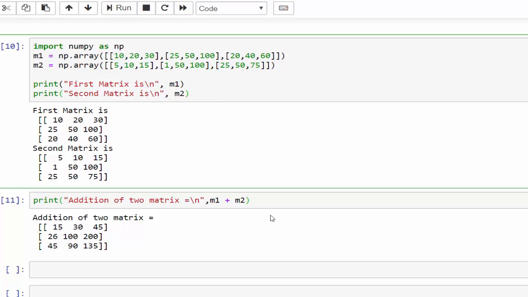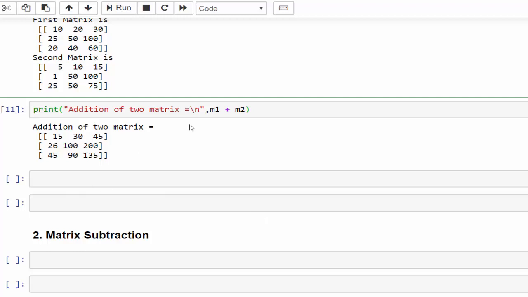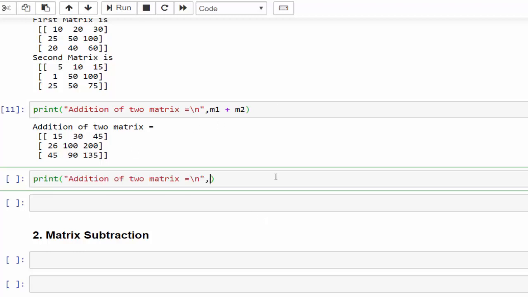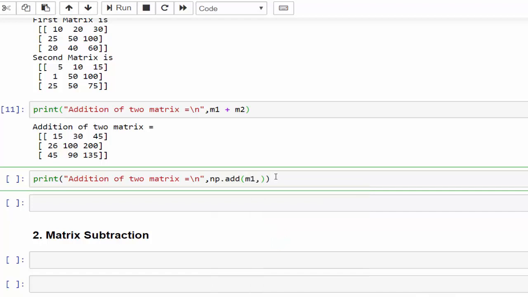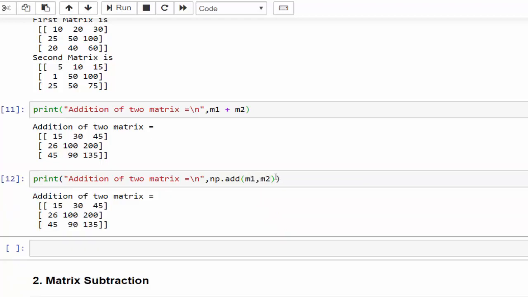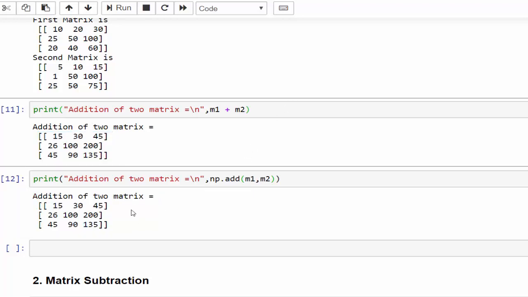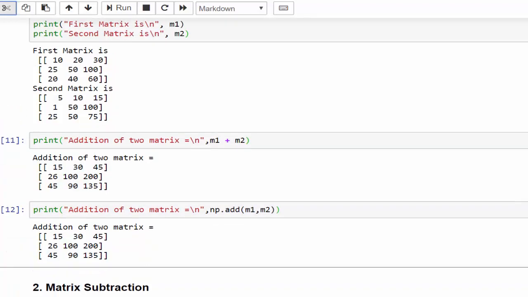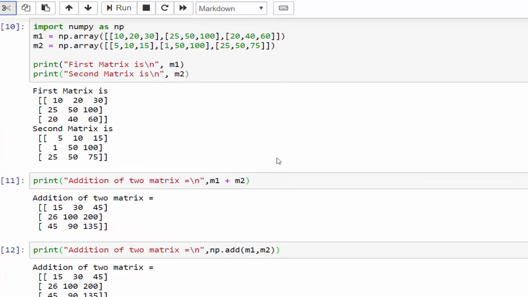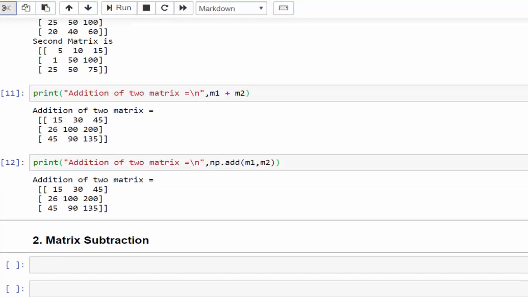So the matrix addition is done element wise and as per their position. Keep that in mind. The same matrix addition we can also do in another way. Addition of two matrices, np.add(m1, m2). Execute. So the output is similar to this one. Both of them give the same output. Either you can use m1 plus m2 or the add method. You can follow any way. Hope you understood how to do matrix addition.